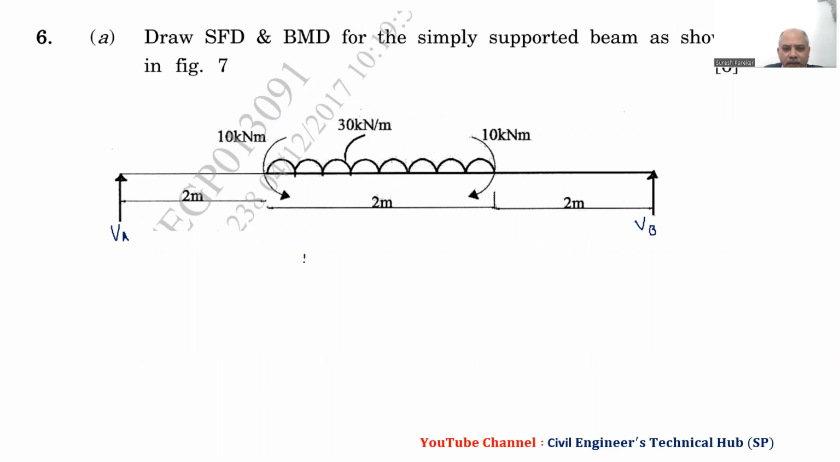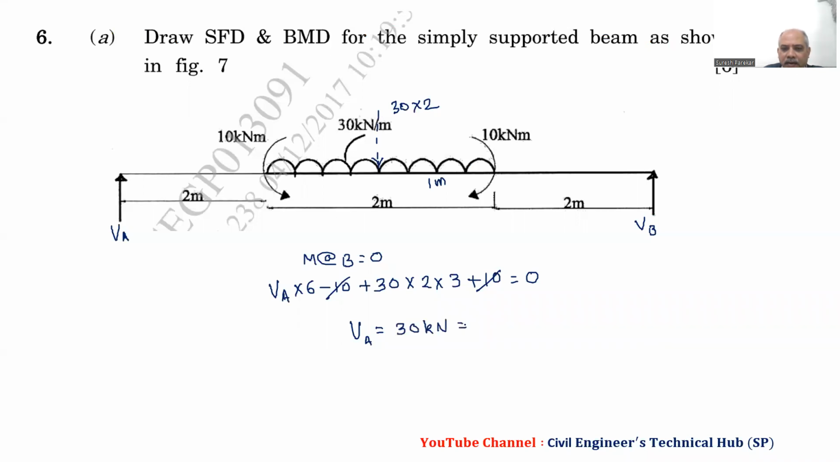Now if we take moment about B, then we have VA into 6, minus 10, plus 30 into 2 into 3. The 2 meter UDL will act at its center, so it will be 30 into 2, and this will be 1 meter and this 3 meters. Then we have plus 10 equal to 0. The minus 10 and plus 10 get cancelled, and we have VA equal to 30 kilonewton, and equal to VB.